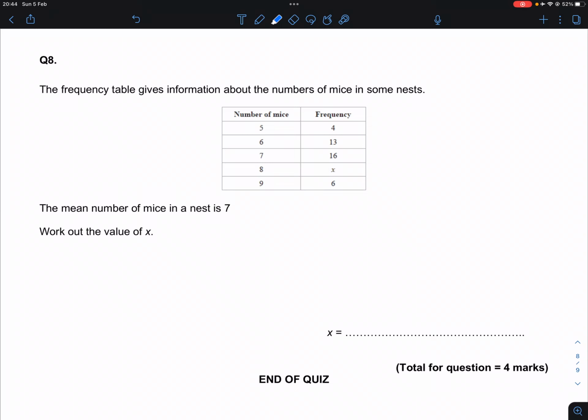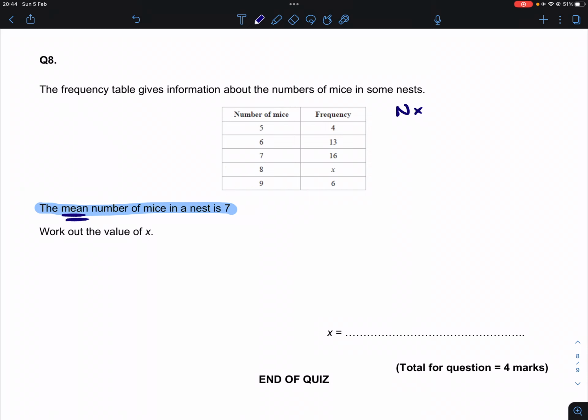The mean number of mice in a nest is 7. Work out the value of x. Now there's more than one way of doing this, but typically if you're talking about the mean from a frequency table, then the process is taking, first of all, each of these frequencies and multiplying them by the number of mice.